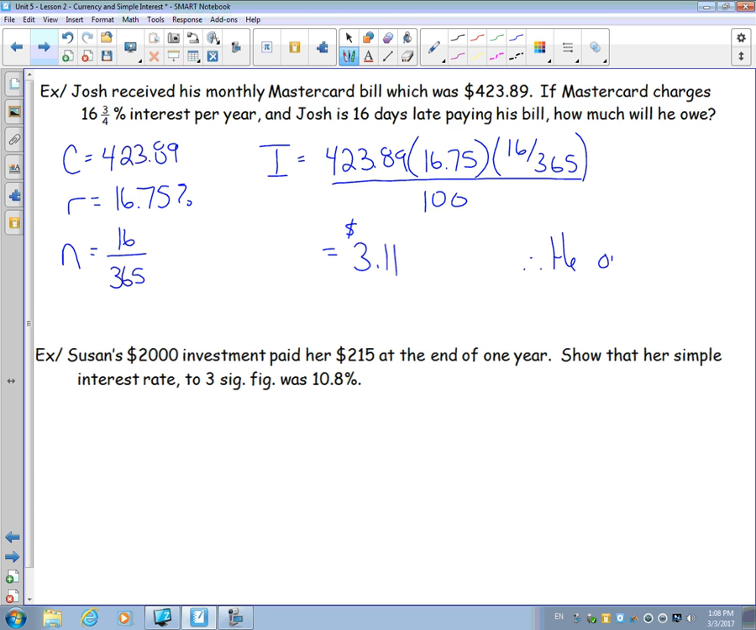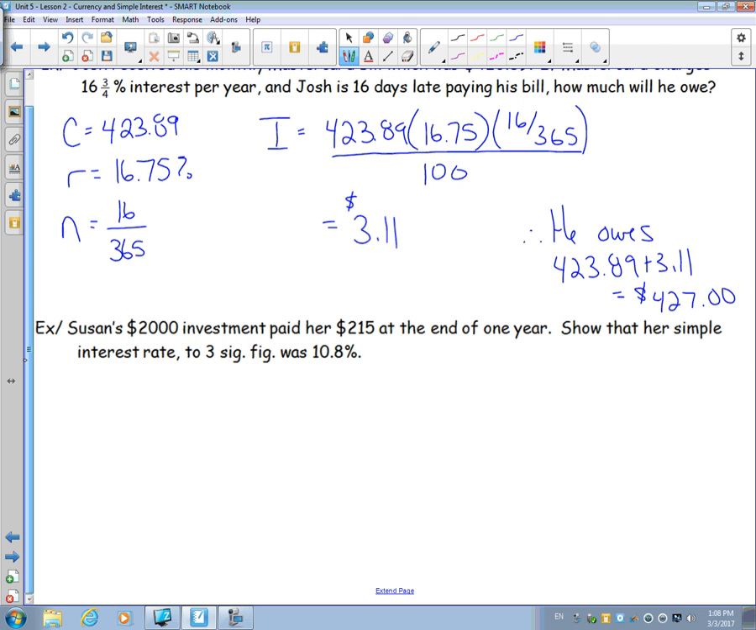He owes the part that he started with, 423.89, plus this new interest that he just accumulated. So he actually has to pay back $427 now. That doesn't seem like much, but it's just because he was late, right? The longer he keeps it out, the more interest he's going to accumulate.